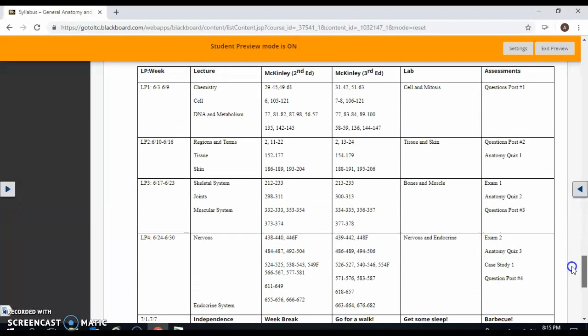So in the schedule at the end of the syllabus, it tells you LP1, and what competencies are covered. The textbook pages are based on McKinley 2nd or 3rd edition. The lab, folks, is where your anatomy quizzes come from. Again, the only assessment that's due for your first week is question post 1. Anatomy quiz 1, which is going to be in LP2, is going to revolve around the cell, mitosis, tissue, and skin.